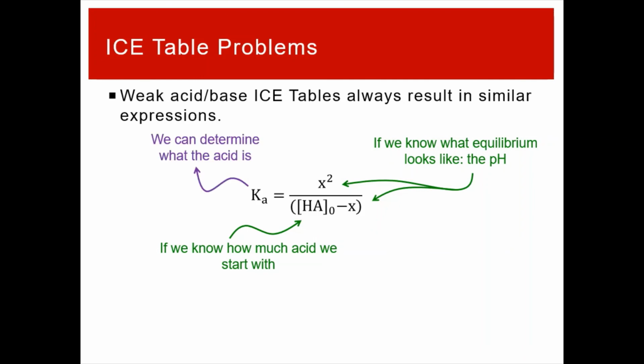We can use that to figure out what the acid is. Ka is a property of an acid, and so if we can calculate that this acid has a Ka equal to something, we can look that up in a table and figure out what the acid is. So you can figure out the type of acid, the name of an acid, by knowing about the properties of the solution that it creates.